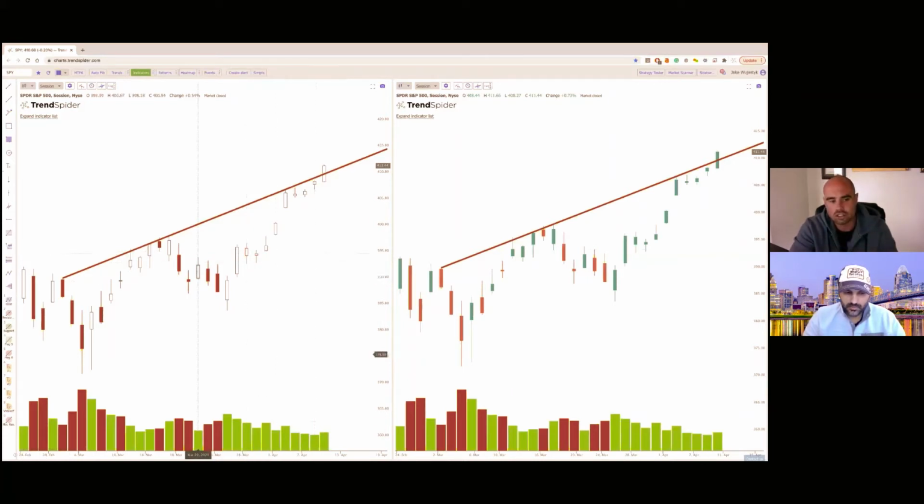Now you'll notice that the volume is the same. Notice that the volume is green since pretty much March 25th. If you have a hollow red candle, the volume is going to register as green volume. It's weird. It's not just on TrendSpider, it's on any platform. So if you do have a hollow red candle, it's actually going to show up as green volume. That's the same on both.